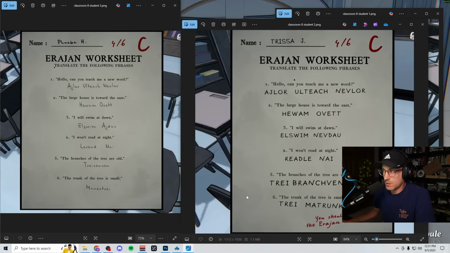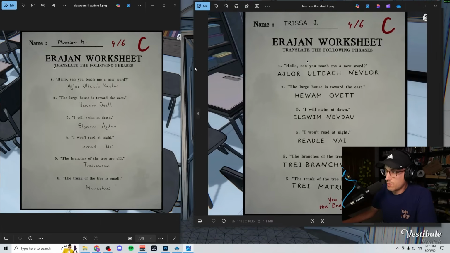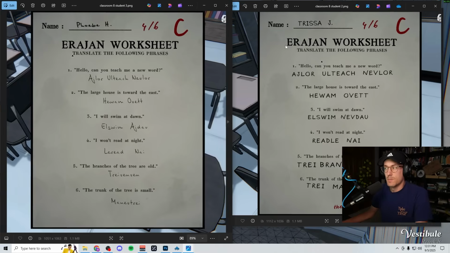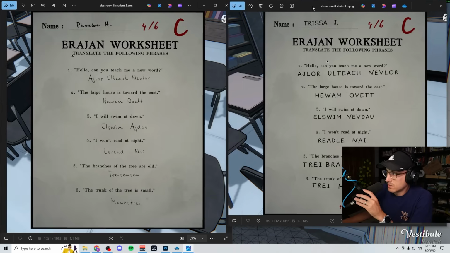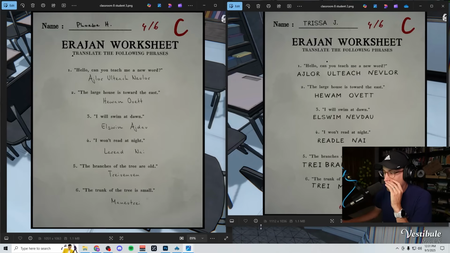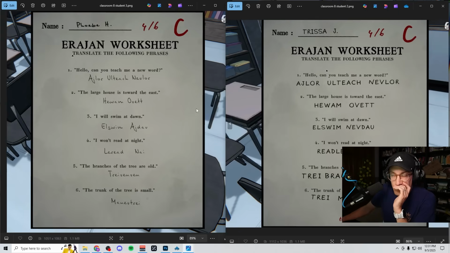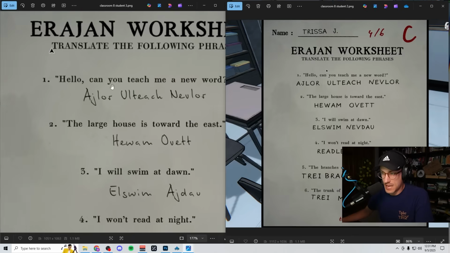See what's right and what's wrong amongst them, probably. So Trissa and Phoebe both have 4 out of 6 correct. They both have Ajlor, Ulteach, Nevlor. Many of the extra things in here are just removed from the sentence. Ajlor would be new word. Is that correct? New word, first word. Ajlor would be first word. Nevlor would be new word.